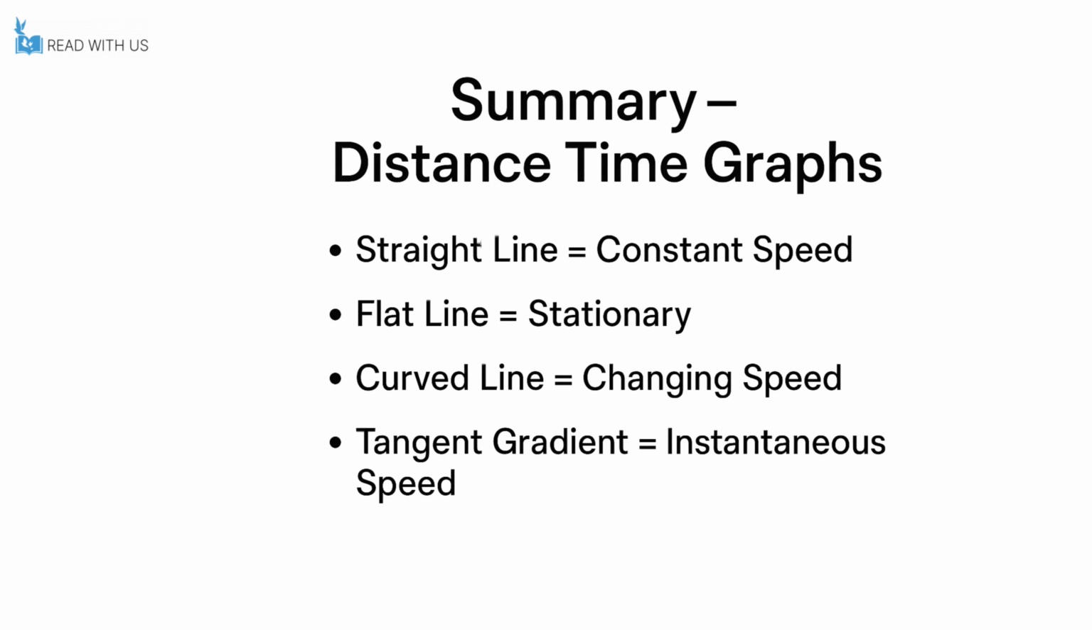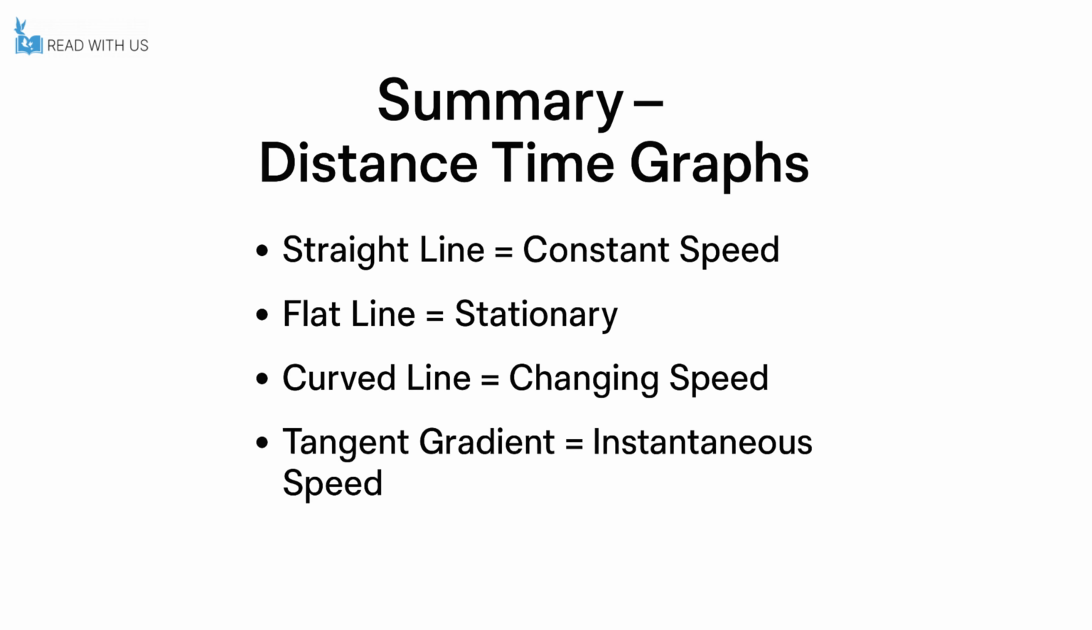And so, to sum up, straight lines mean constant speed, flat lines mean stationary, curved lines mean changing speed. And to find the speed at any point, you calculate the gradient at that point, either from the straight line or from a tangent if it's curved.